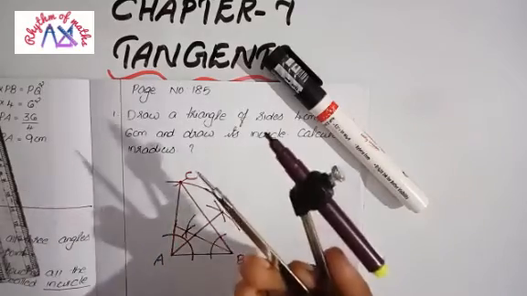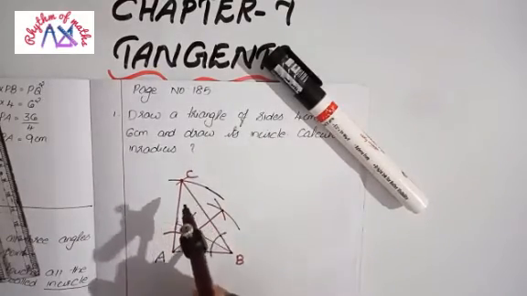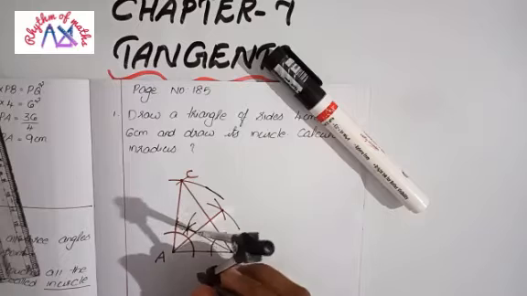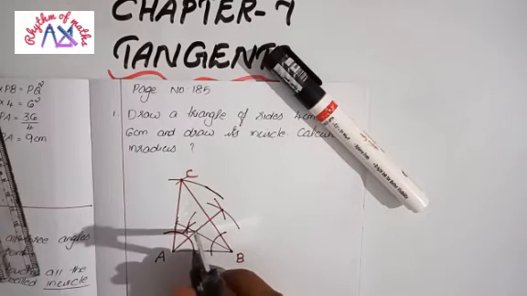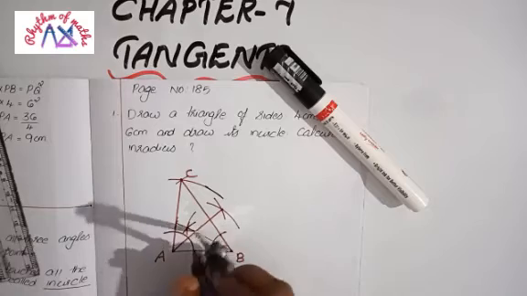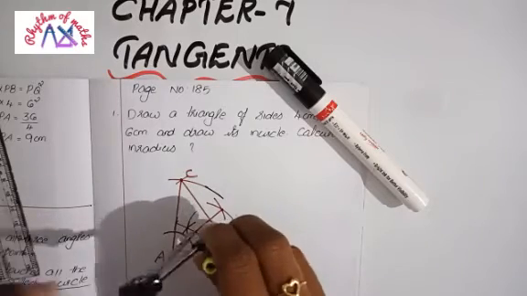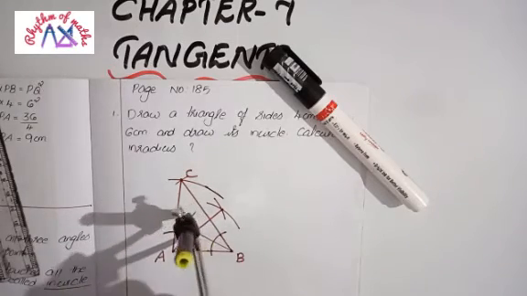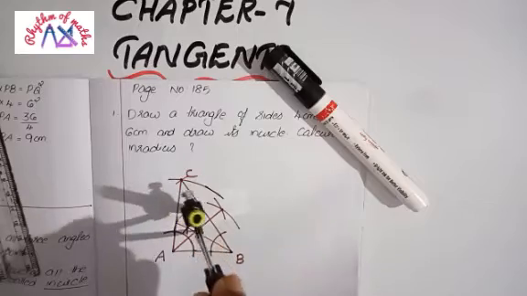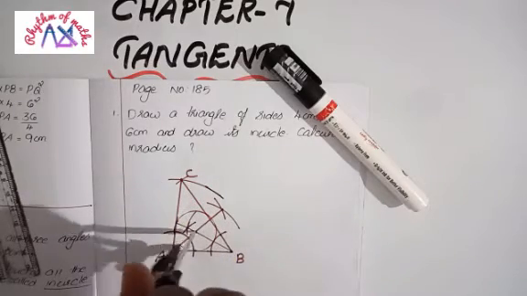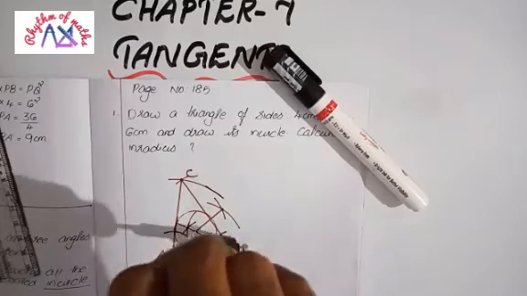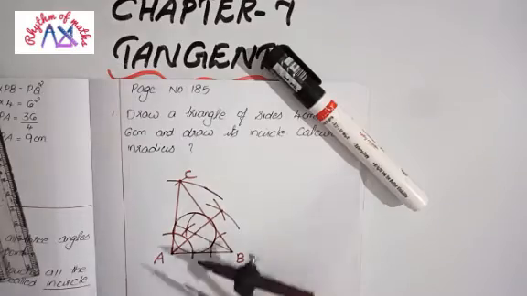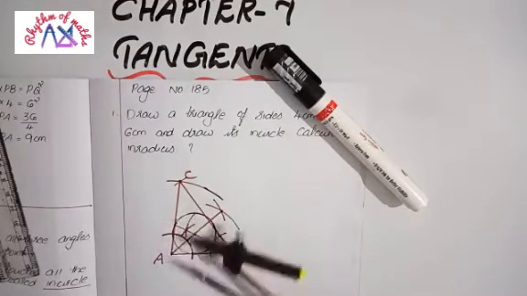So keep the pinpoint of the compass at this point. Okay, keep the pinpoint at this point and adjust the compass. Okay, we need a perpendicular line just touching the circle. By keeping like this, draw a circle. That circle will touch all the three sides of this triangle. Like this you can draw. Okay, so this is the incircle. Like this you can draw.